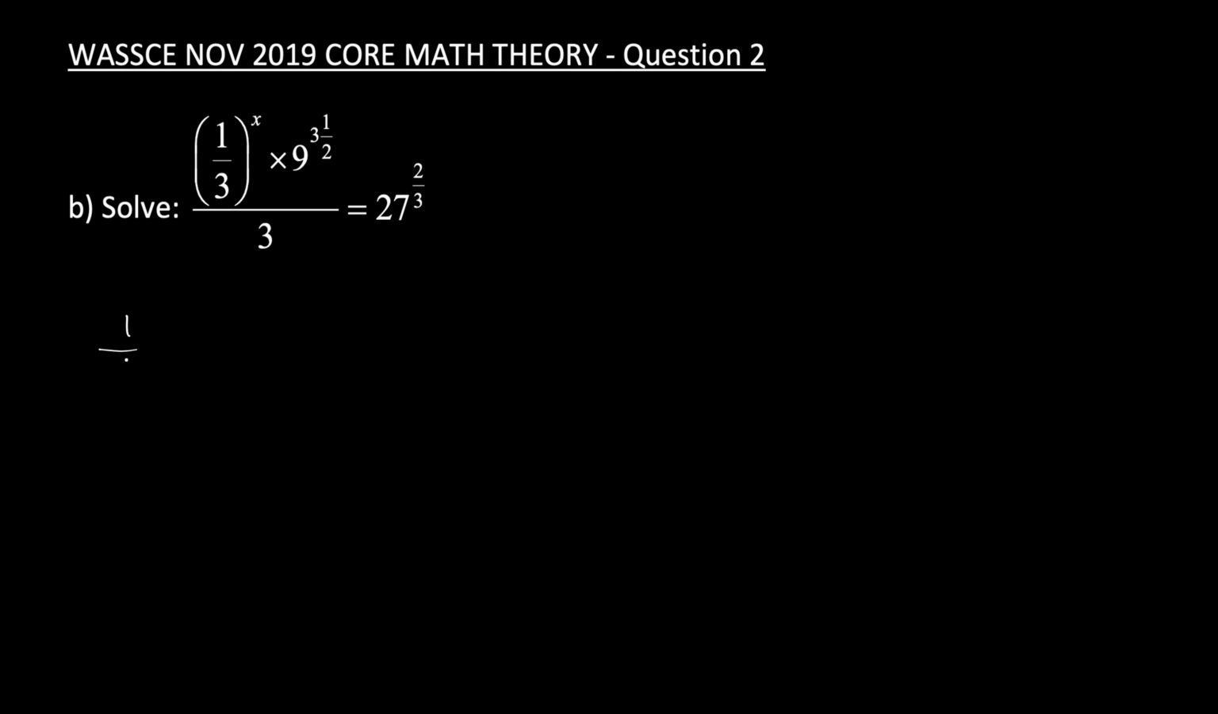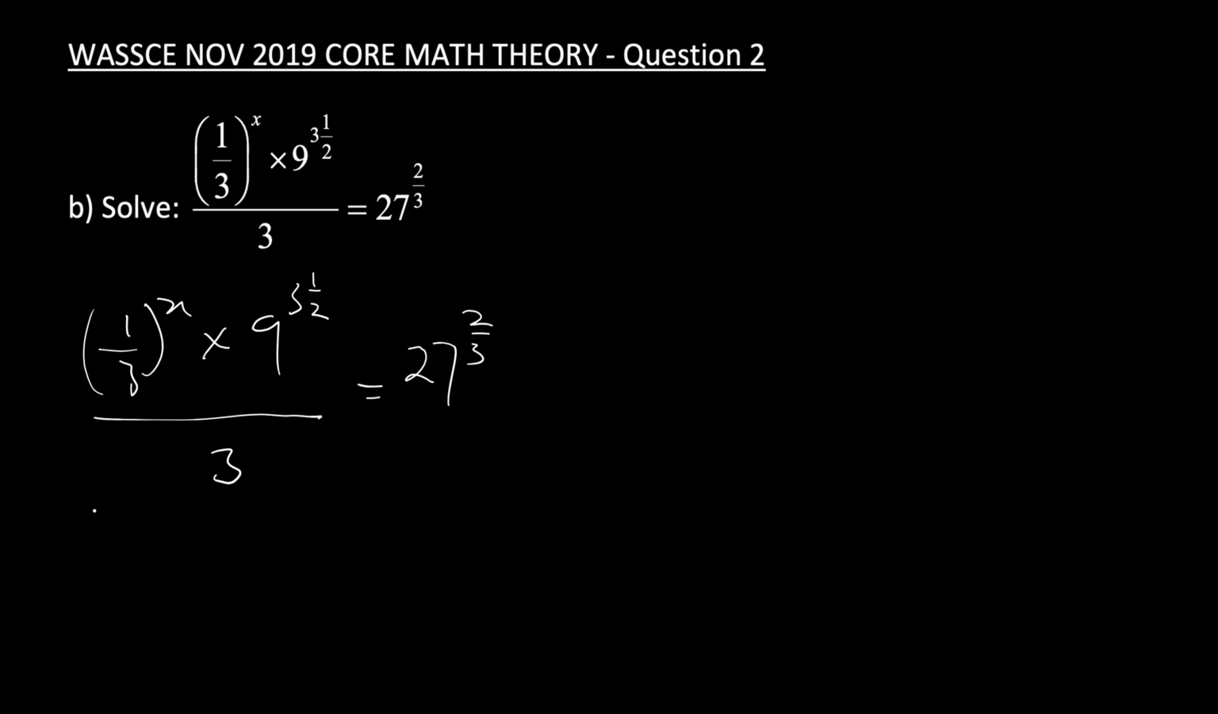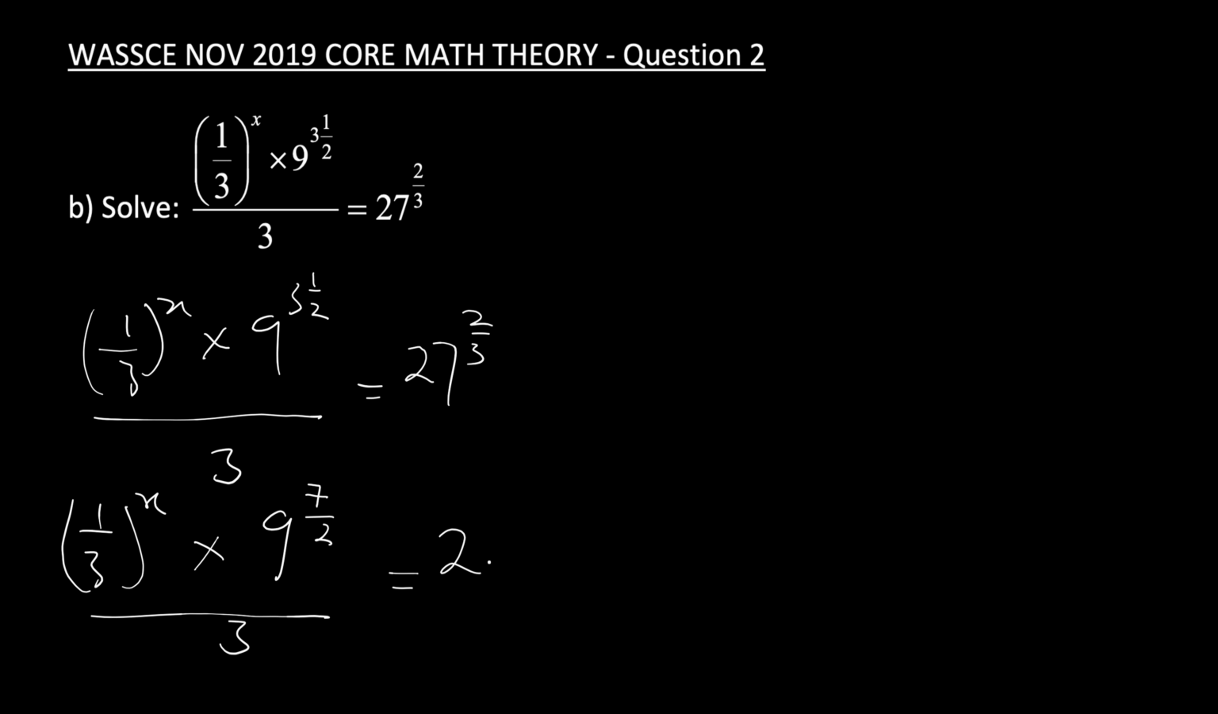We have (1/3) raised to the power x times 9 raised to the power 3 whole number 1/2, all divided by 3, is equal to 27 raised to the power 2/3. Now we can rewrite this as (1/3) all raised to the power x times 9 raised to the power 7/2, all divided by 3, is equal to 27 raised to the power 2/3.